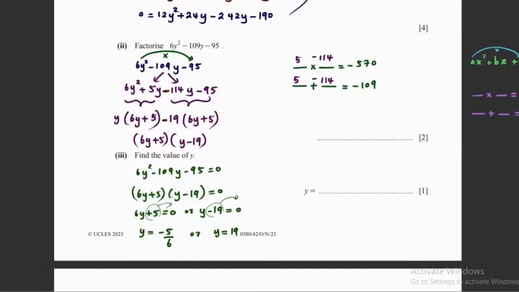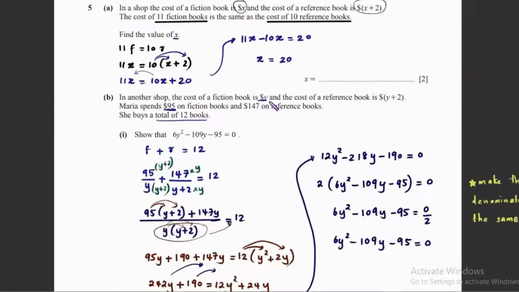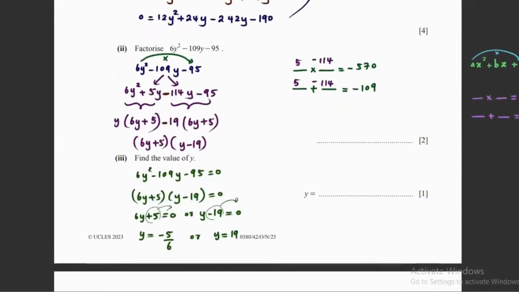In this case, according to the question, this y is the cost of a fiction book. So the meaning of the y is actually a cost. Cost cannot be negative. Due to that reason, we cannot consider this one. So I can write it as cost cannot be negative, just like dimensions cannot be negative or length cannot be negative. Therefore, the value of y is equal to 19. This is what we get as the answer.